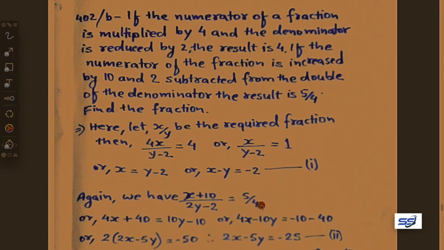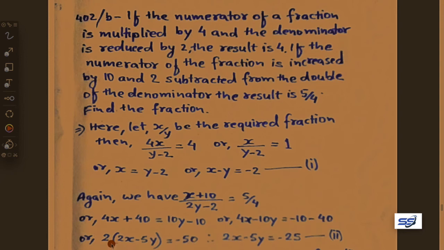Now making our equation simple. Cross multiplication is done here. 4 into x, 4x plus 4 into 10, 40. 4x plus 40 equal to, now 5 multiplied by 2y, 10y minus 5 into 2, 10, minus 10. Or this also becomes 4x minus 10y. This side has been changed for 10y. 4x minus 10y equal to minus 10 minus 40, on changing the side of 40. It becomes minus 10 minus 40.